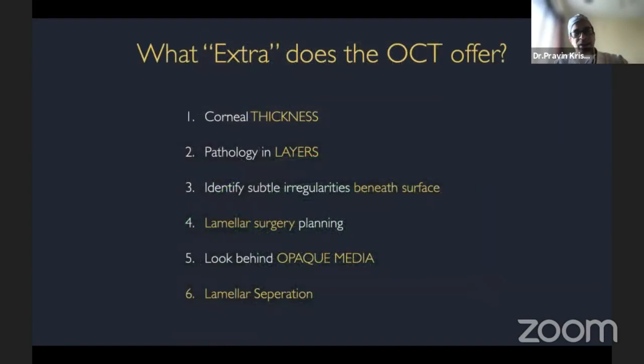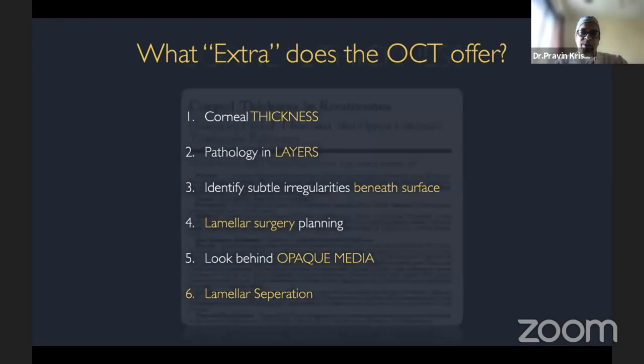So what extra does an OCT offer you in addition to what your clinical examination at the slit lamp can? One is corneal thickness. Second is trying to identify pathology in layers. Number three is ability to identify subtle irregularities beneath the surface, planning for different surgeries, especially for lamellar surgery, being able to image behind opaque media, and also to detect lamellar separation. And I'll give one or two examples of each of these. Obviously, we won't cover all of them, but just to show you where it is important.